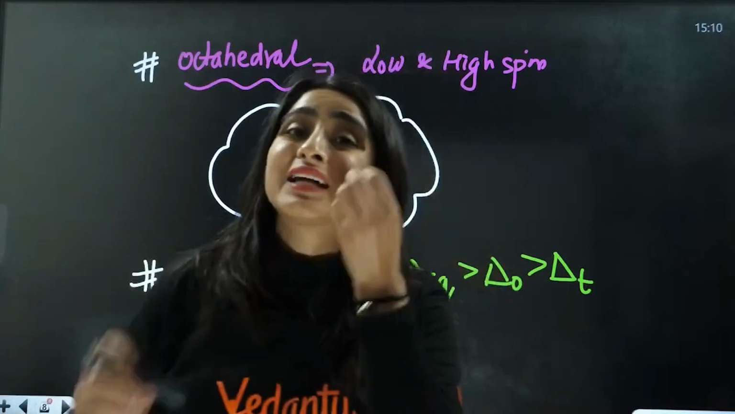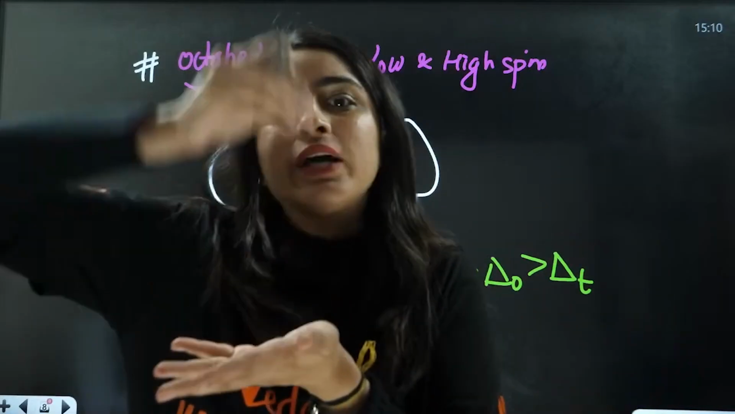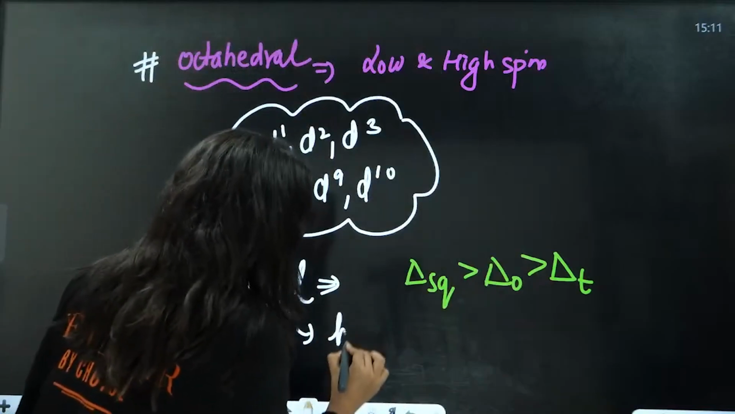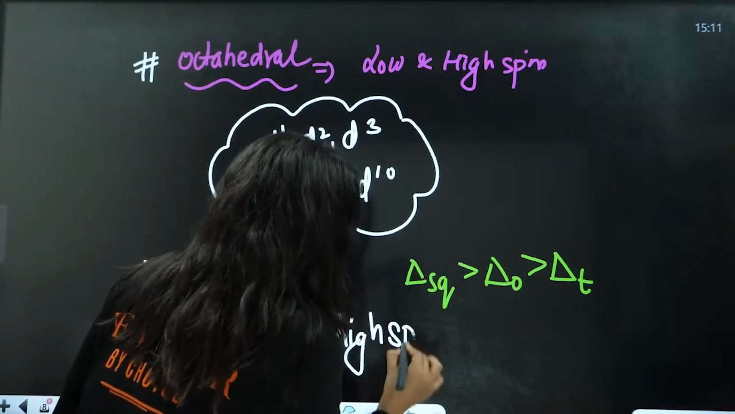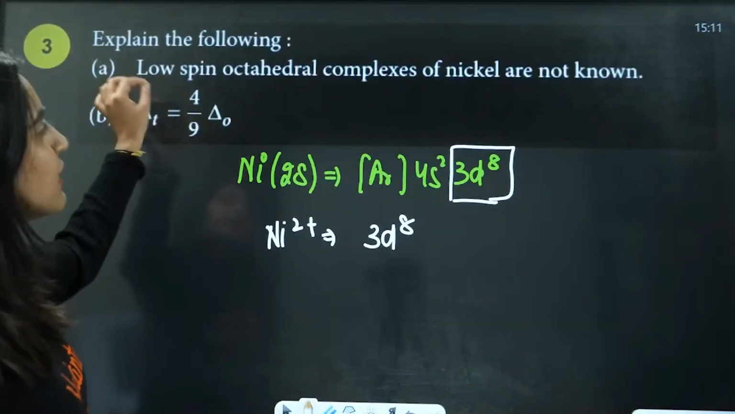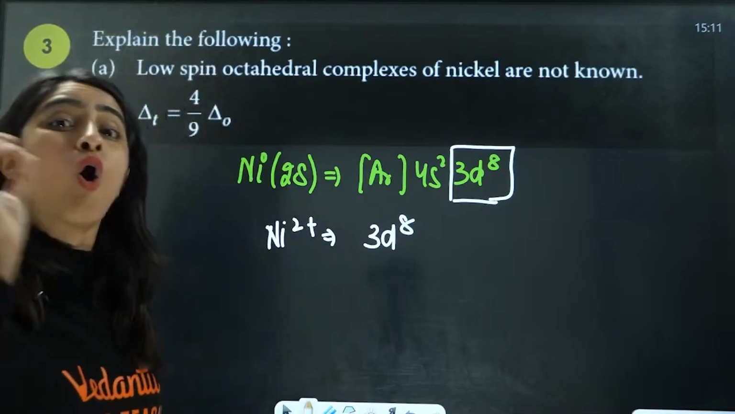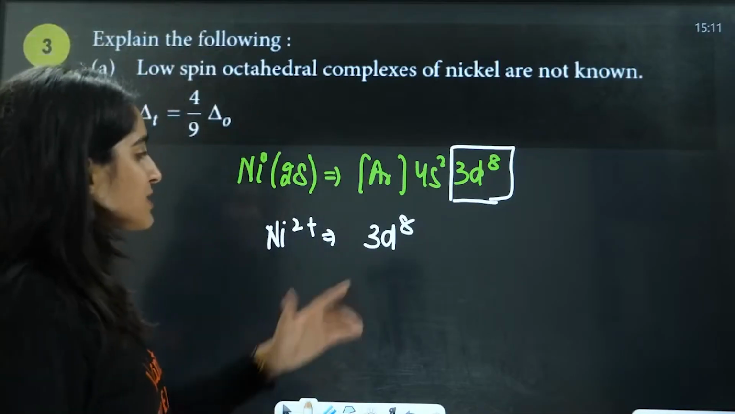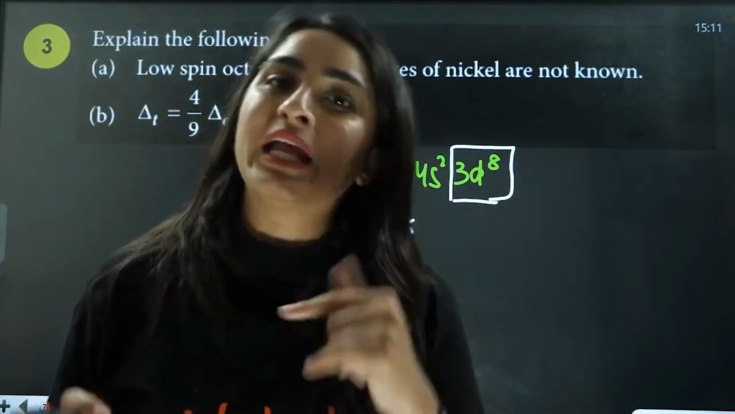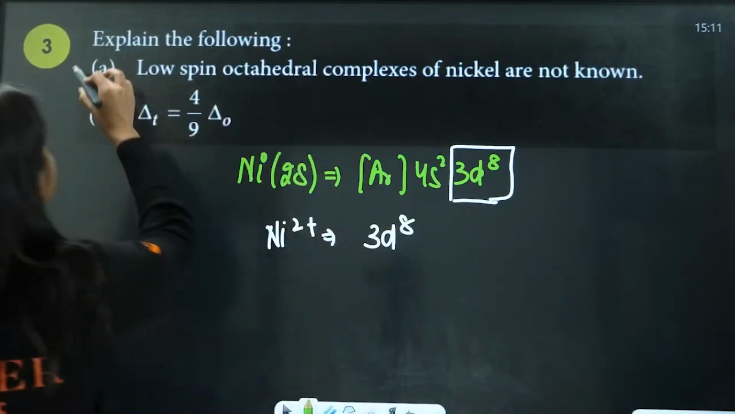It is so low that it always forms high spin complexes. It is so low the electrons are always going to jump. So tetrahedral always forms high spin complexes. So you are going to reason that nickel in tetrahedral complexes is always high spin, and nickel in octahedral complexes always has d8 configuration, which will always show 2 unpaired electrons, even in low spin and even in high spin complexes, right?